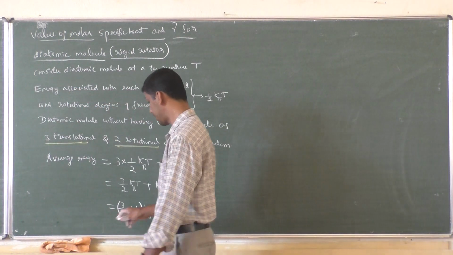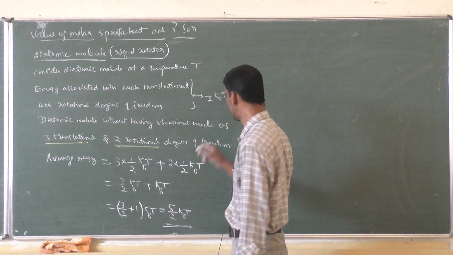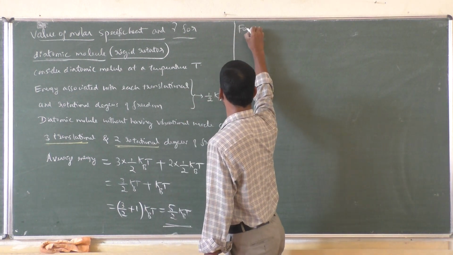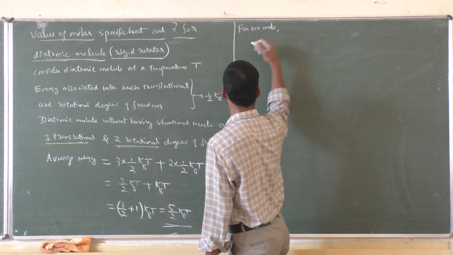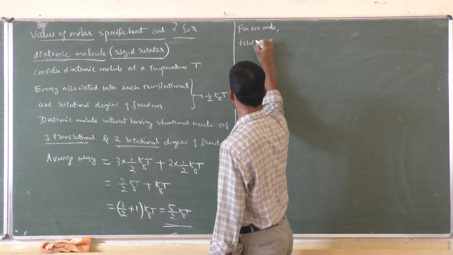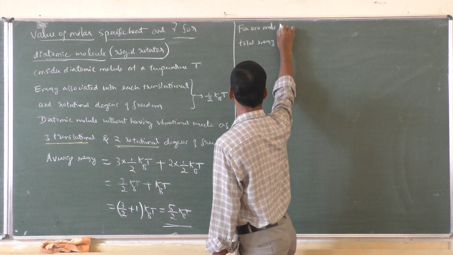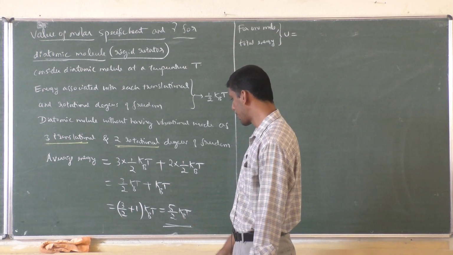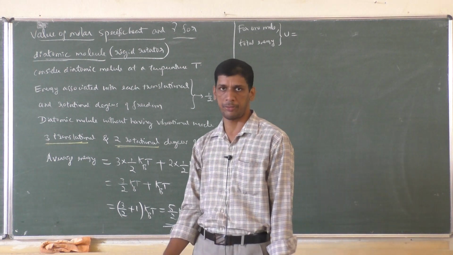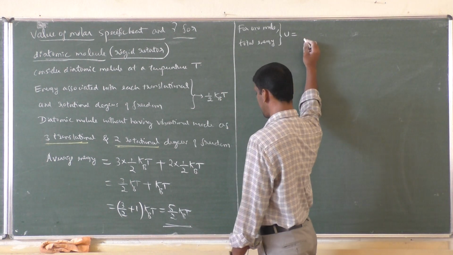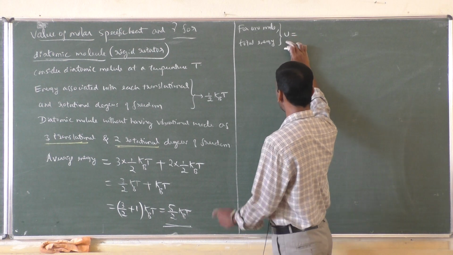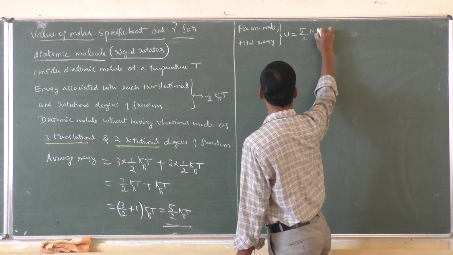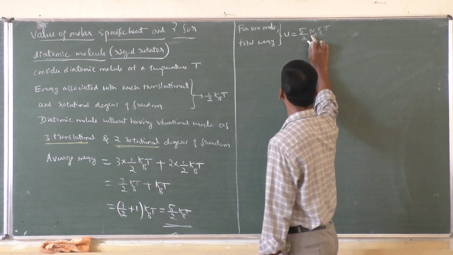This is the average energy for one molecule, and if we write it for 1 mole of molecules, what is the total energy? Total energy I will indicate as U. One molecule is 5 by 2 kBT. In 1 mole there are Avogadro number of molecules. So the total energy of the diatomic gas should be equal to 5 by 2 into Na into kB into T, where Na is the Avogadro number.